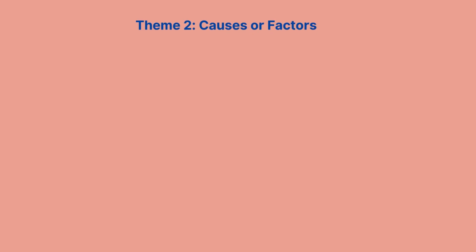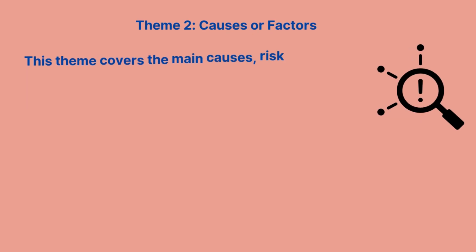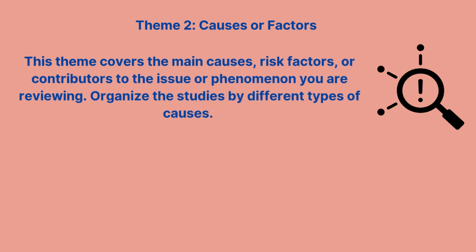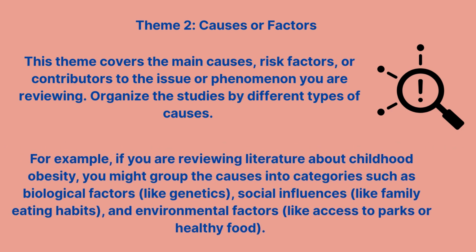Theme 2, Causes or Factors. This theme covers the main causes, risk factors, or contributors to the issue or phenomenon you are reviewing. Organize the studies by different types of causes. For example, if you are reviewing literature about childhood obesity, you might group the causes into categories such as biological factors, like genetics, social influences, like family eating habits, and environmental factors, like access to parks or healthy food.